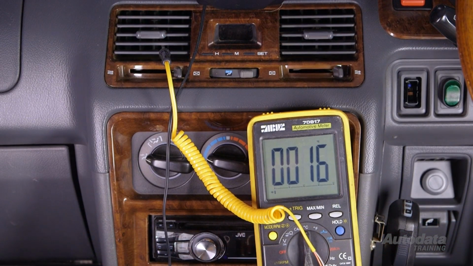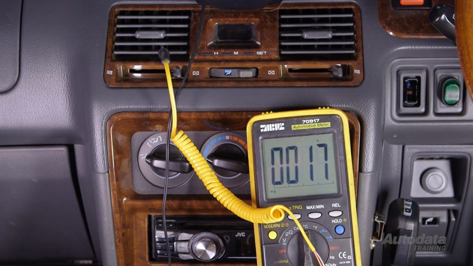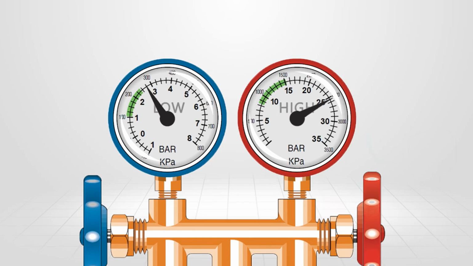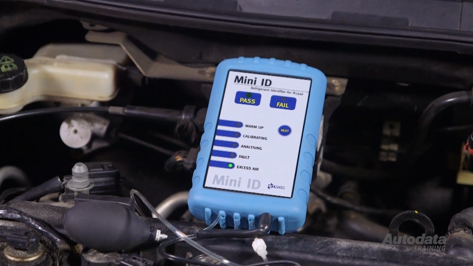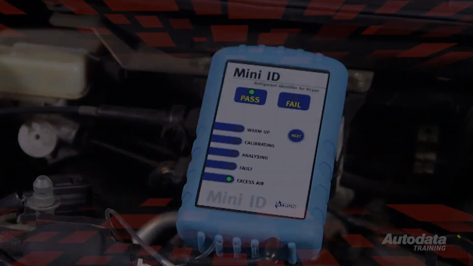If the centre vent discharge temperature is higher than normal, observe the manifold gauge set. A high reading on both gauges, but with no fluctuation of the low side gauge when the compressor cycles, indicates that there may be a large amount of air and moisture in the system. This may be caused by a leaking component or a substandard previous repair.